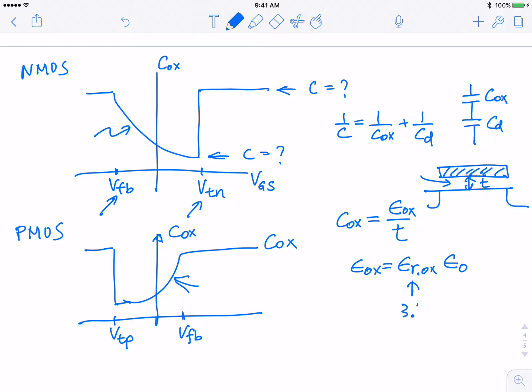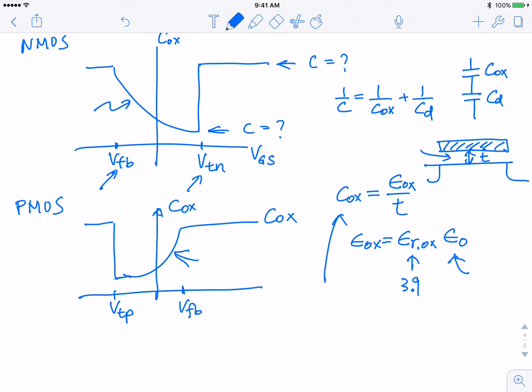This value is 3.9, but it will be given in the questions. It's very important to note it's a multiplication, not a division. The dielectric constant is always bigger than the dielectric constant of vacuum. Vacuum is 1, so it has to be bigger than 1. Right? And this is permittivity. It's also important to know this capacitance is per unit area. So the unit is farad per unit area, depending on whether you use CGS or MKS. It is farad per meter squared.